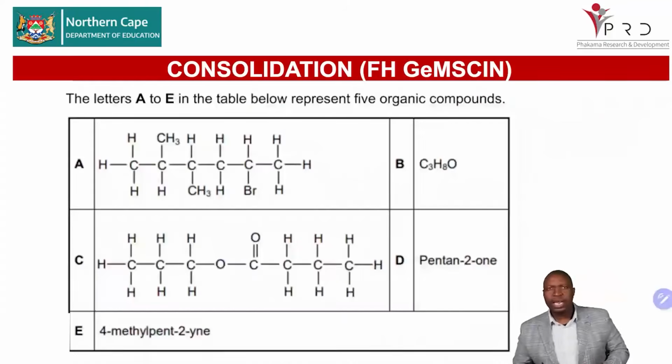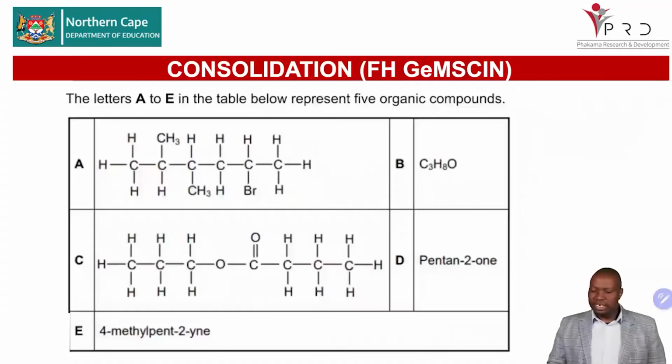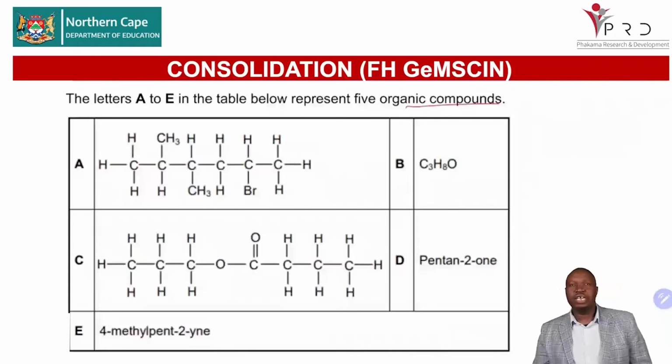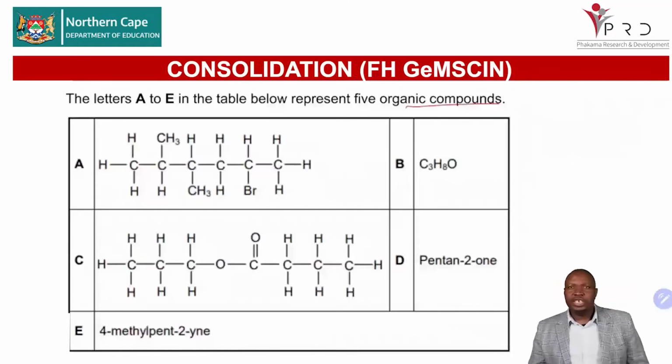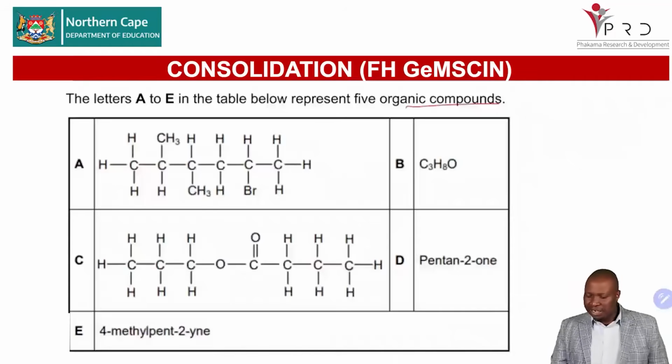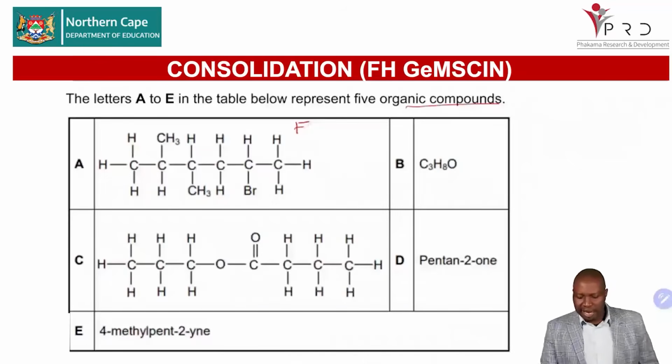So I hope I've clarified that one, because now we're going to naming, and you will always remember what we said. Now, as we consolidate question 2, the letters A to E in the table below represent 5 organic molecules. So we're given the 5 organic molecules, and then definitely the questions that you are expecting, the FHGMSCIN there, are not for decoration. To say the F there, you must know the functional group to which they belong. You must know the homologous series. The H there is the homologous series. The questions will be about that.